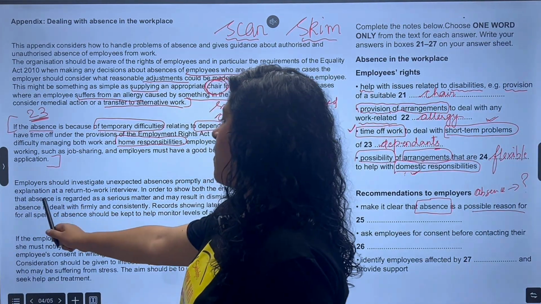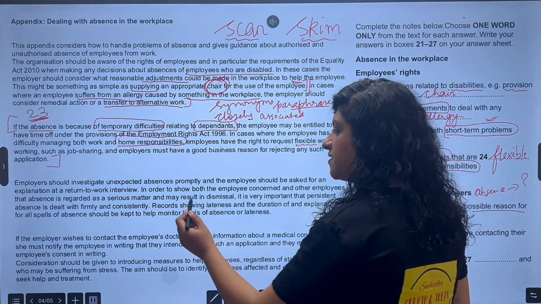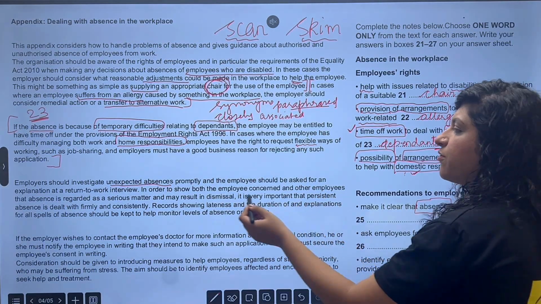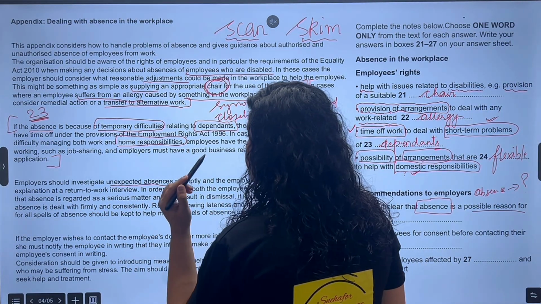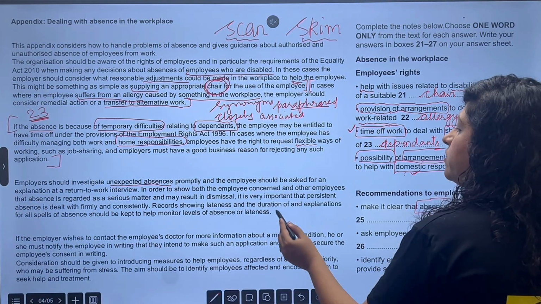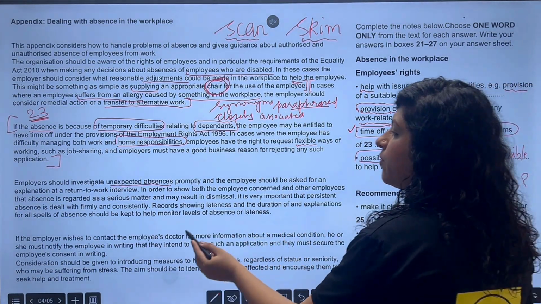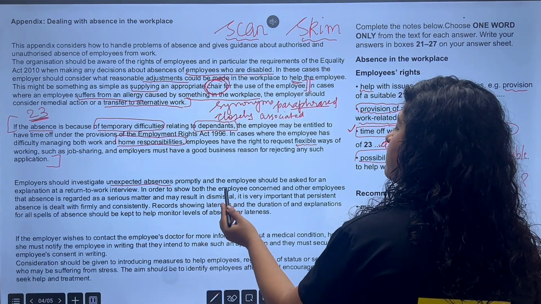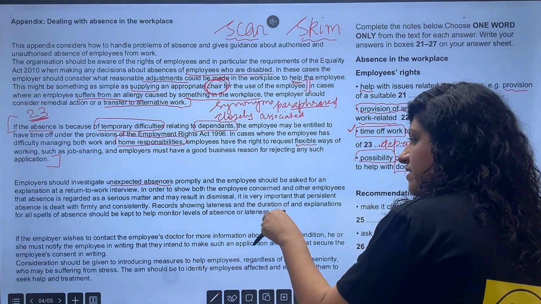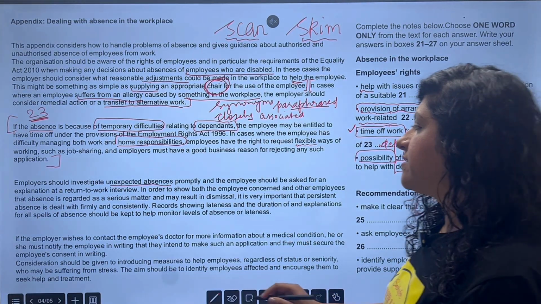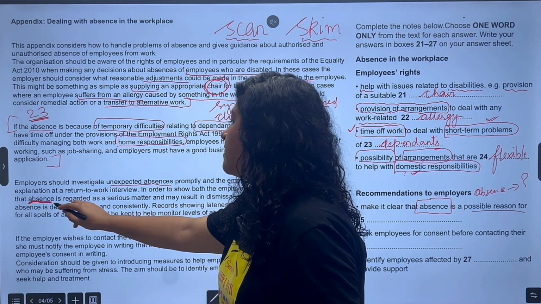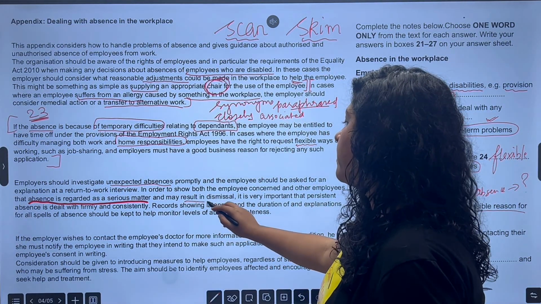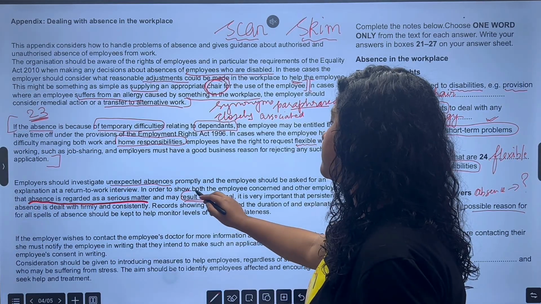It says employers should investigate unexpected absences promptly, and the employee should be asked for an explanation at a return to work interview in order to show both the employee concerned and other employees that absence is regarded as a serious matter and may result in dismissal. As soon as I read this sentence, it clearly says that absence is a serious matter, and because of absence, what can happen? It can result in dismissal.